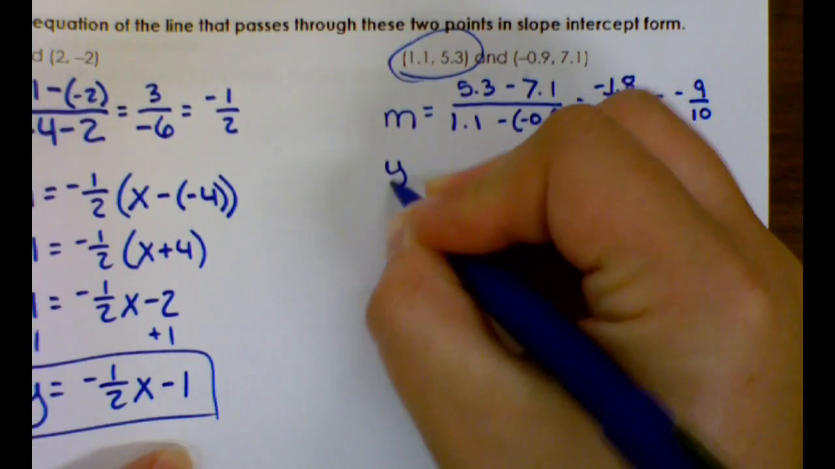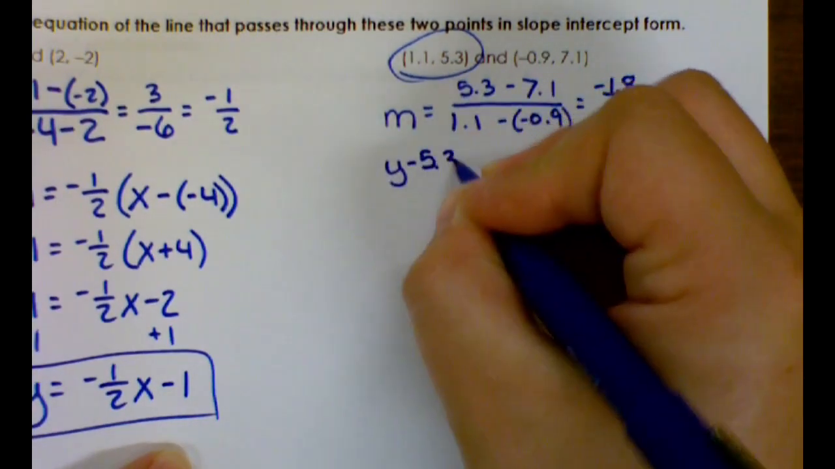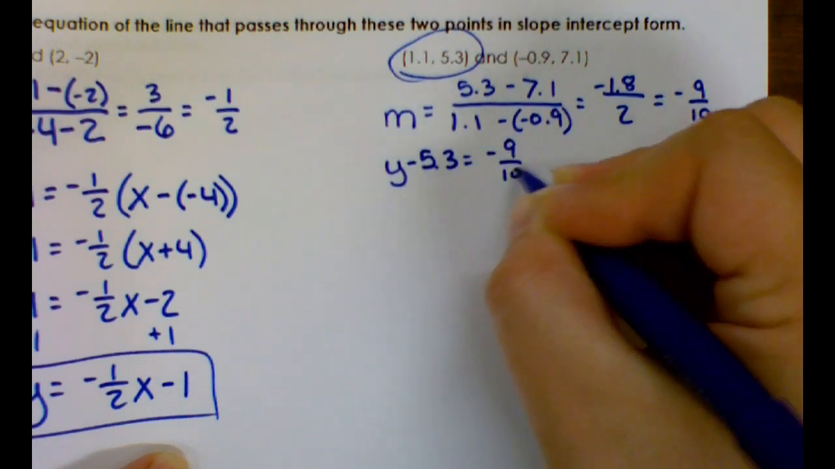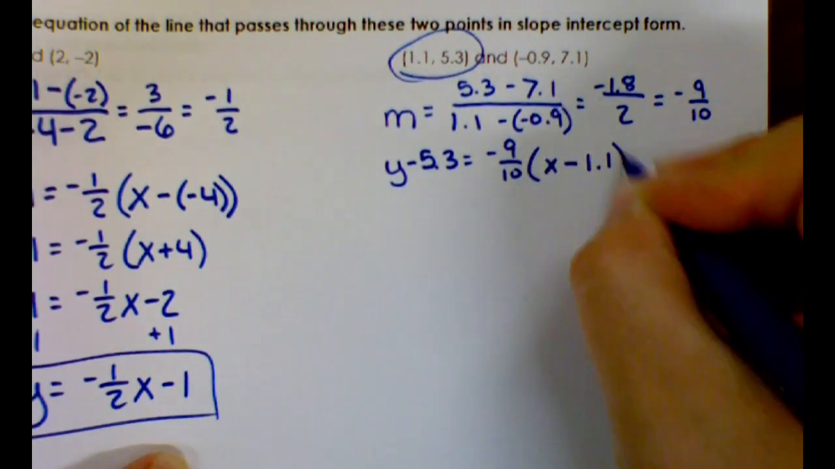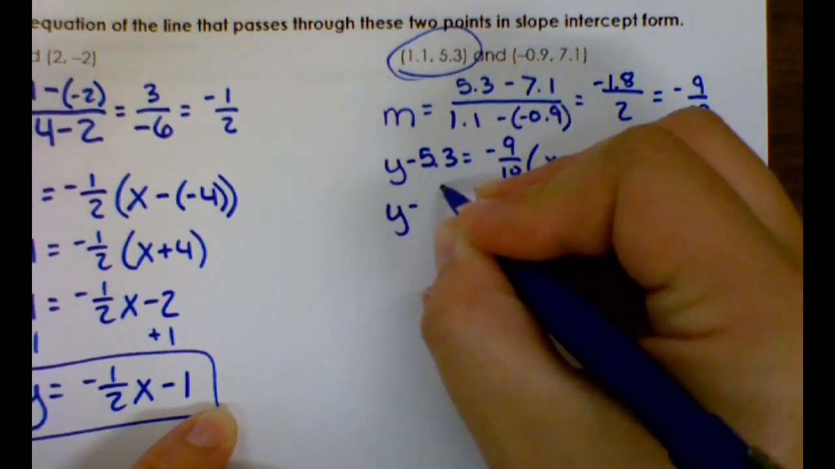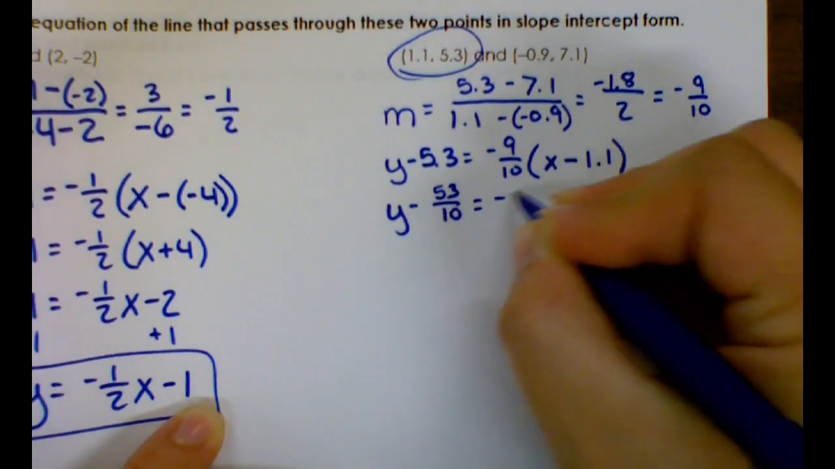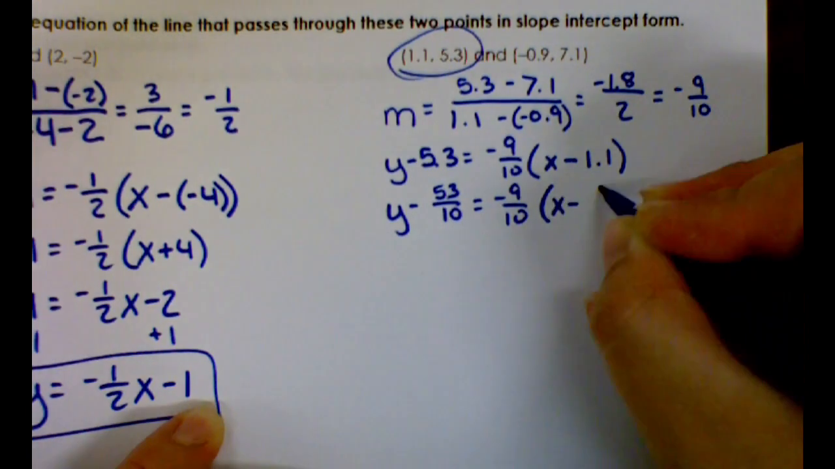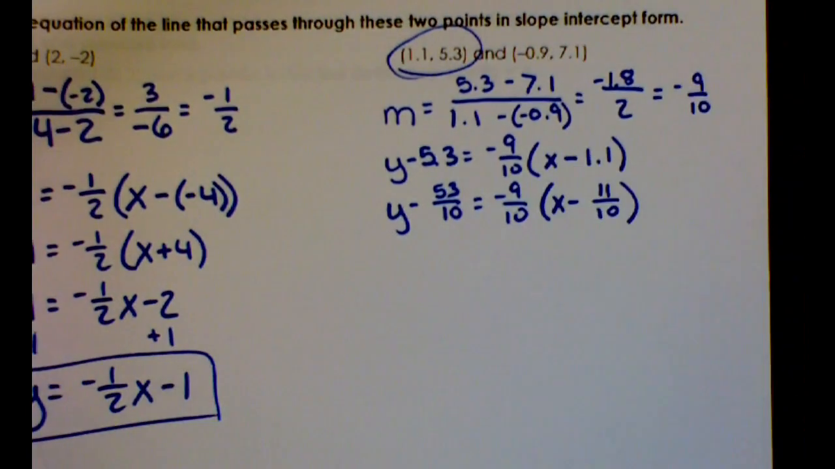All right, now I take y minus a y value. Let's use 5.3 equals m, which is 9/10, times x minus my x value, which is 1.1. Now, one downside of this is that I'm working with fractions and decimals right now, and I hate that. I would switch it to fractions, just because they tend to be more precise usually. I would also say I don't need mixed numbers. Never use mixed numbers. They're awful. So 5.3 is really 53/10. And 1.1 is really 11/10. Look how easy that was.